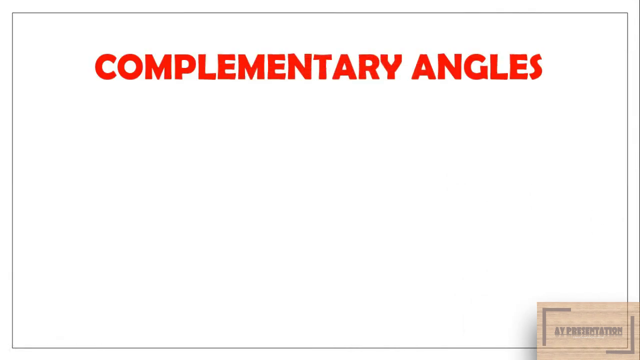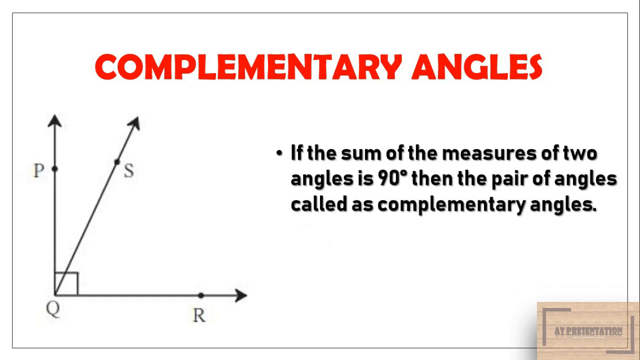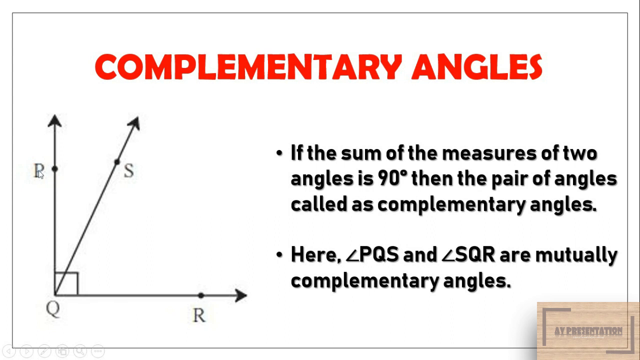Next point, complementary angles. Student, complementary angles means if the sum of the measures of two angles is 90 degrees, then the pair of angles is called complementary angles. Observe the angle. Angle PQR is 90 degrees and that angle is bisected by ray QS. Angle PQS and angle SQR are both complementary angles. Angle PQS and angle SQR are mutually complementary angles.